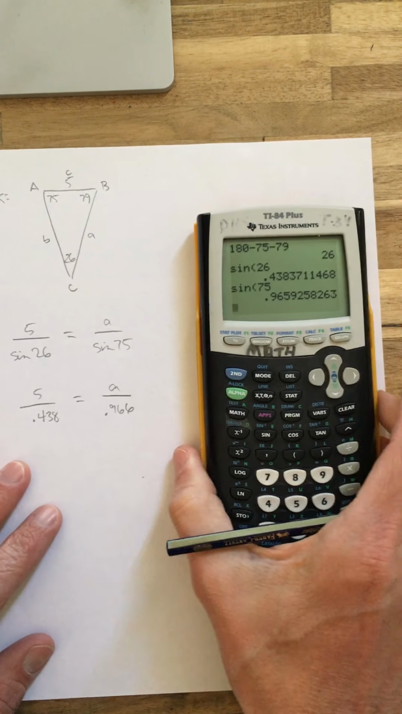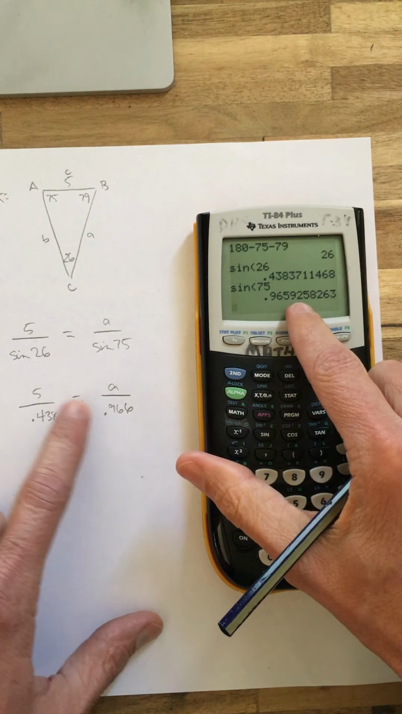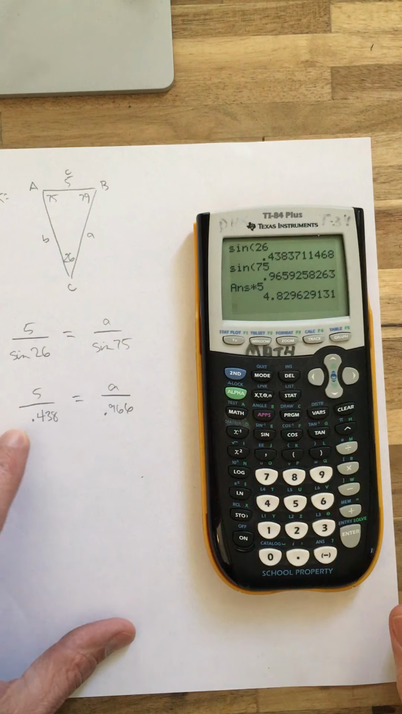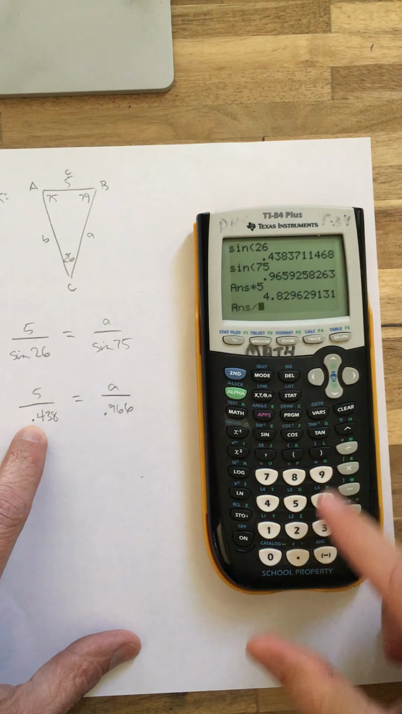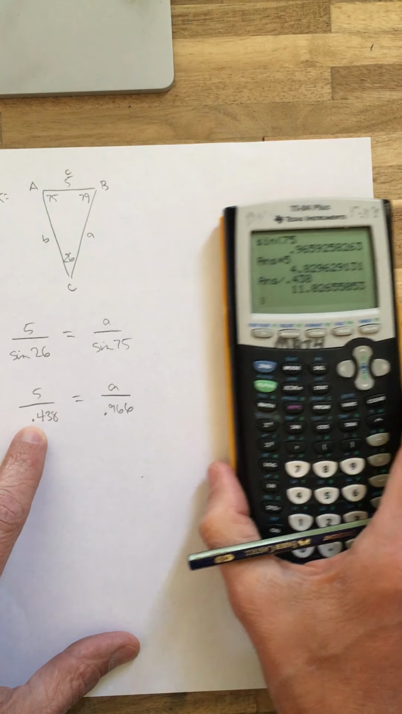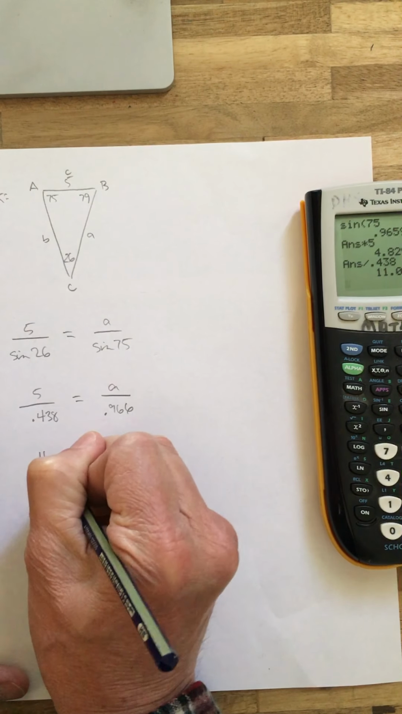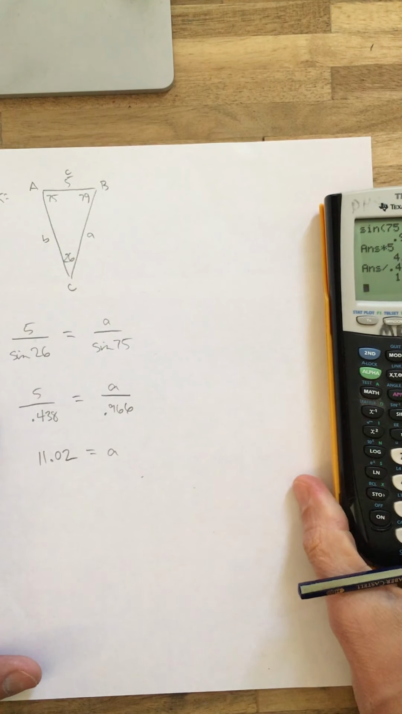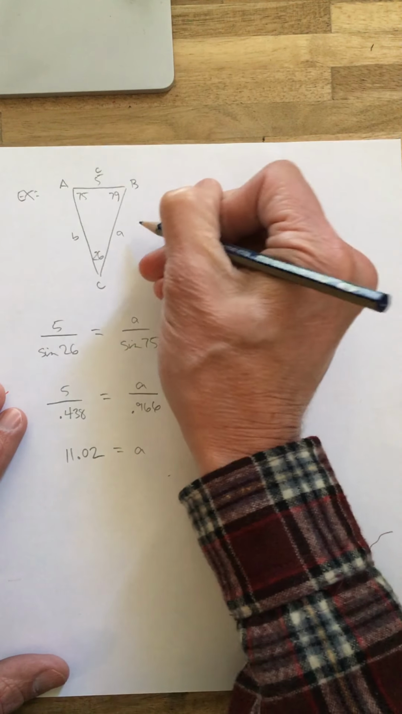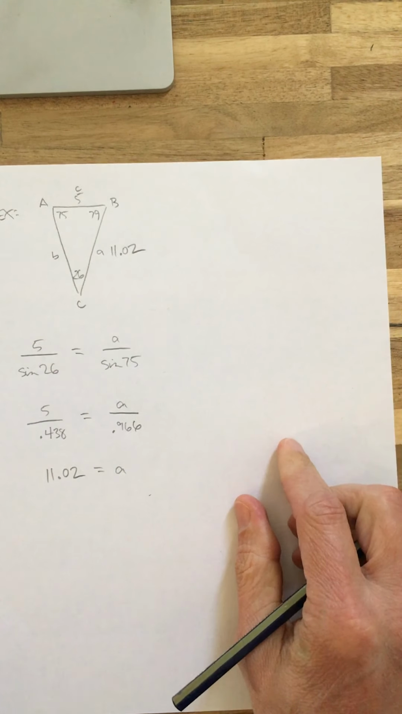Now I'm going to multiply that 0.966 times the 5, and then divide by 0.438, and that gives me 11.02. So there's my A. A is 11.02.